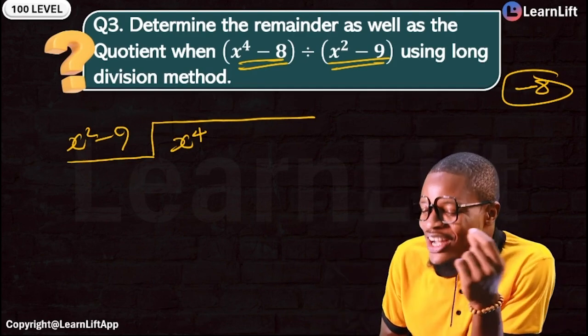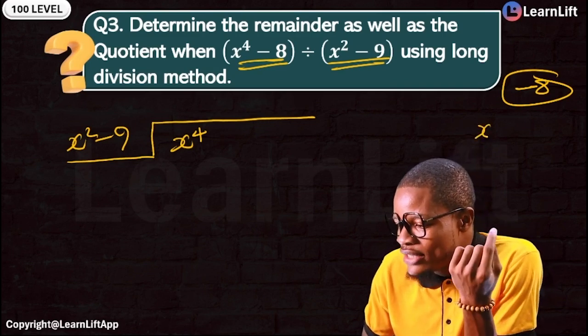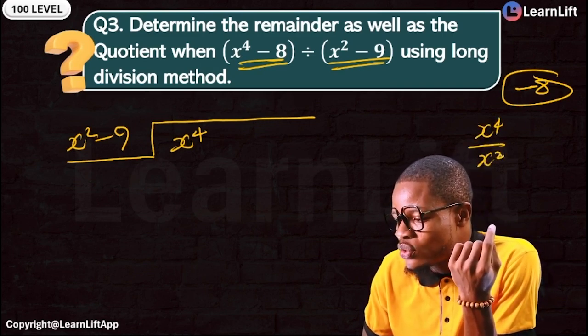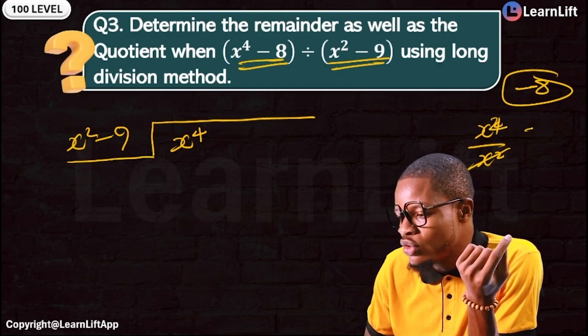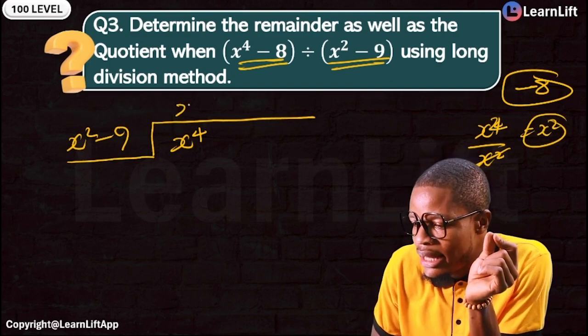Yeah, let's go. What is your x raised to the power of 4 divided by x squared? See now, x raised to the power of 4 divided by your x squared. So this will reduce this to a square. So it will be x squared there. That's what we're going to have, right? Yes. That will be x squared.